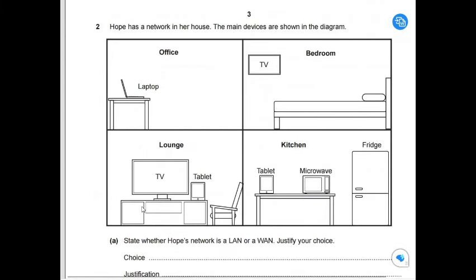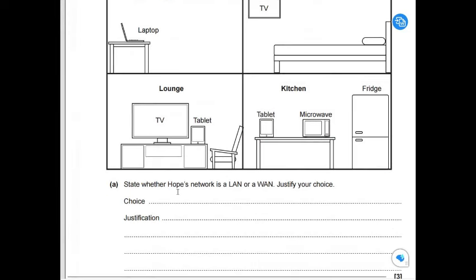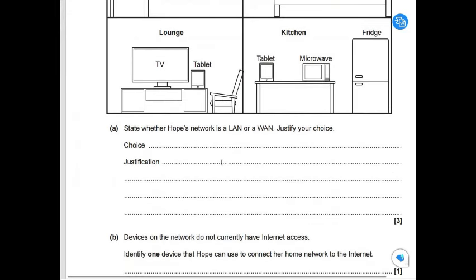Right. We got number 2. So we got a diagram of a network. So we got the main devices in the diagram. So what we need is a choice and a justification. So that's a 3 marker. So 1 mark for the choice, 2 for the justification.